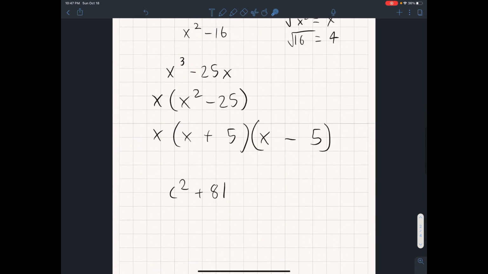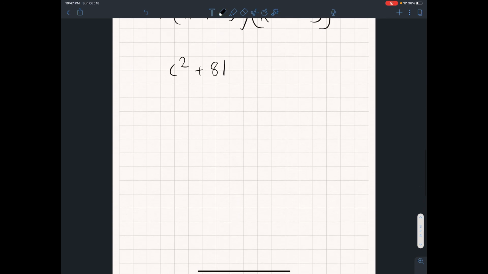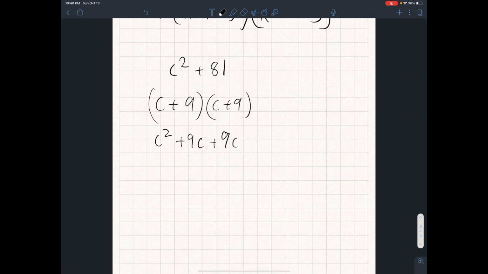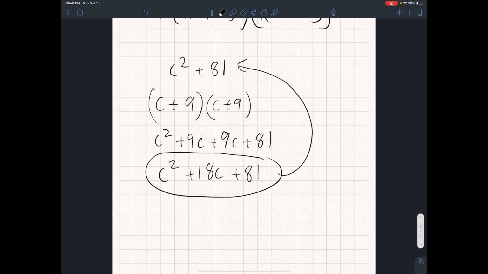like it does here. So you might think, well, maybe this is just c plus 9 and c plus 9. Well, no go, because if I FOIL these two numbers, I get c squared plus 9c plus 9c, and then finally 9 times 9 is 81. And we know that c squared plus 18c plus 81, this is most definitely not the same as c squared plus 81. These are not the same.